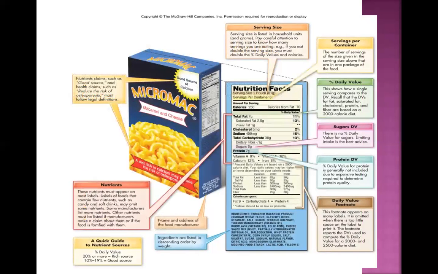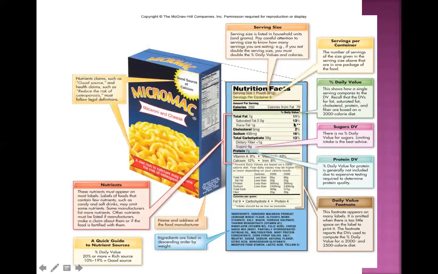This is a current or old label. And this one happens to be from some macaroni and cheese. It has the serving size, it has the servings per container, the calories from fat, total fat, etc. So in this nutrition facts label, you're seeing the amount of nutrition in one serving.